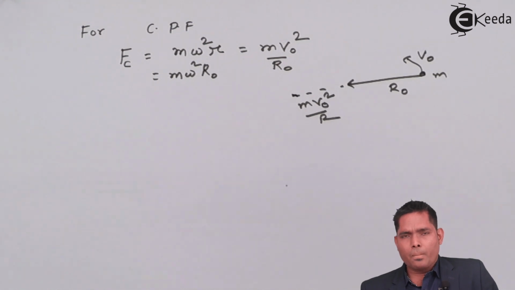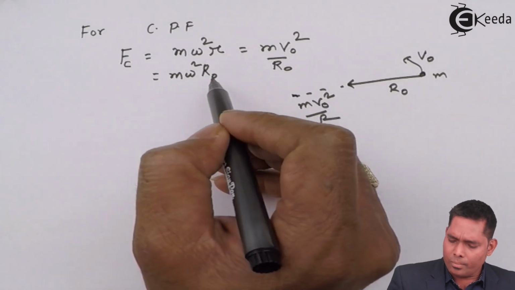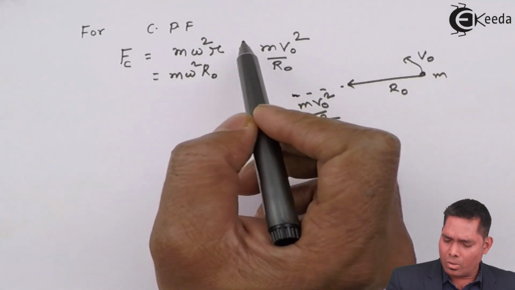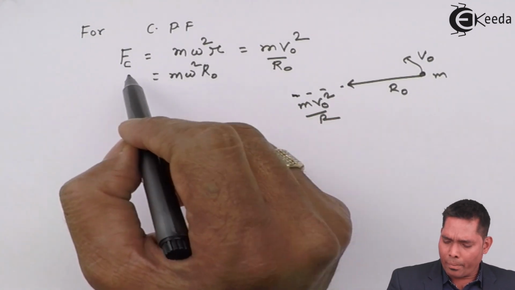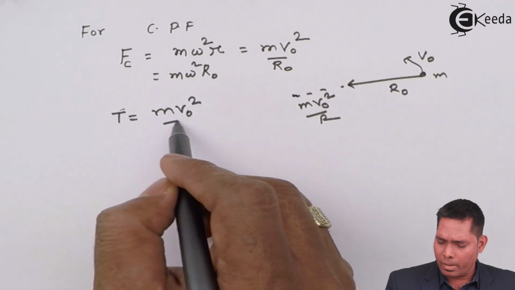Now you can see that I can relate this with this, and who provides this? Tension. So tension is m v naught square divided by r naught.